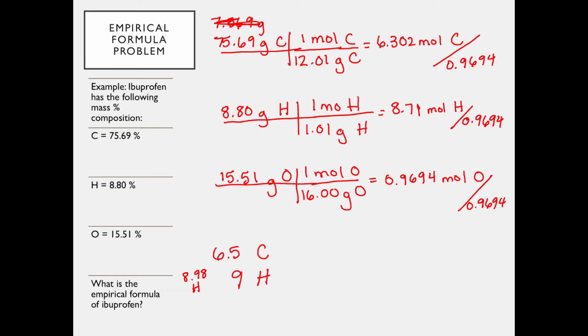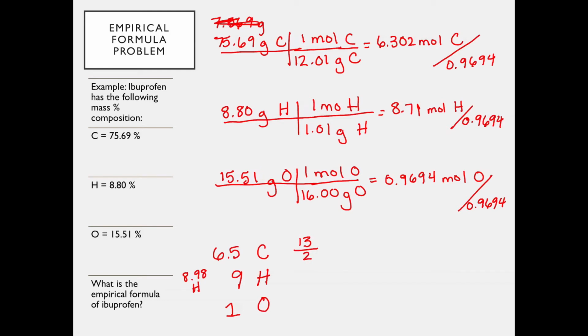And that is close enough right there that we could just round that, and we could say that that is 9. A good rule of thumb is if you're in about 0.1 of a whole number, then you can round it. If you're farther off, like this carbon is 0.5 away from a whole number, then you need to leave it alone, and I'll show you how to deal with that. And then for the oxygen, 0.964 divided by 0.964, that's going to be 1 oxygen. So these are our ratios. We have 6.5 carbons to 9 hydrogens to 1 oxygen, but we can't have not whole numbers.